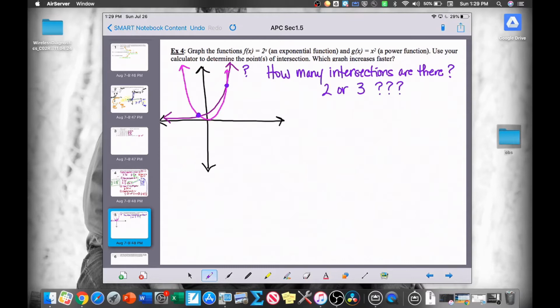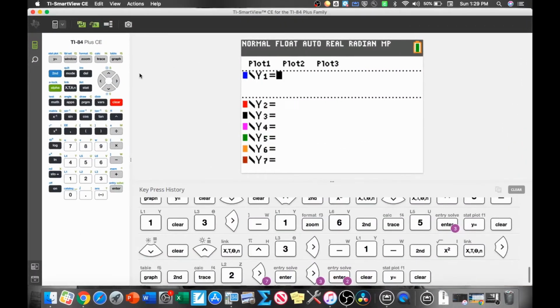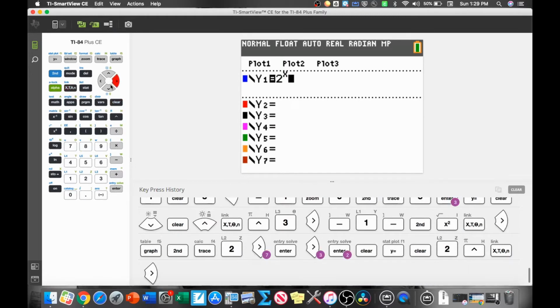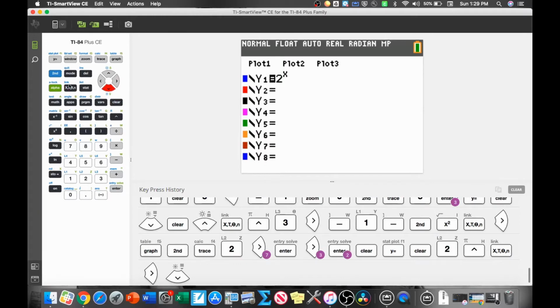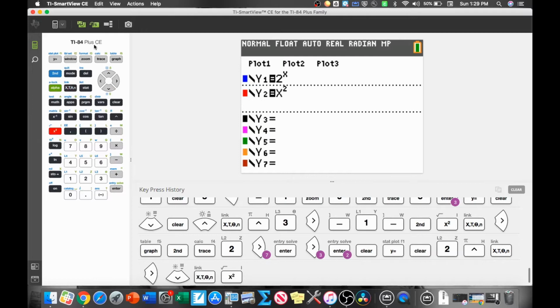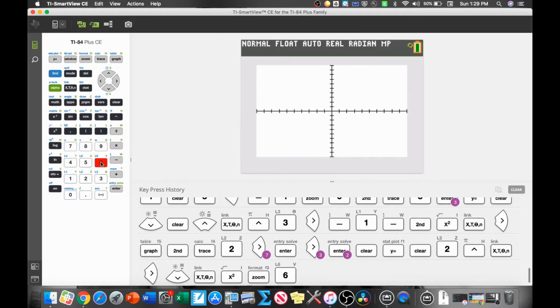And this is where we have to be wise in using our calculator and make sure that we look at a big enough viewing window so that we can see all of our intersections. All right, so let's go to our graphing calculators. And we're going to put in our two functions, which are y equals 2 to the x. Okay, so 2 caret x. And then my second function is going to be x squared. And I'm going to just start with a zoom 6 like I always do. And there we go. Okay, that's kind of the picture that I have on my paper right now.